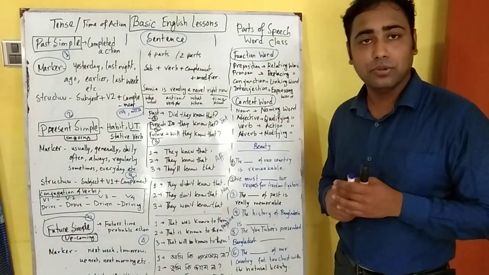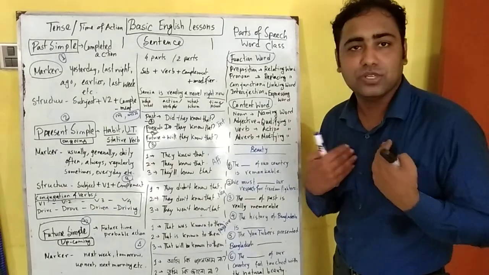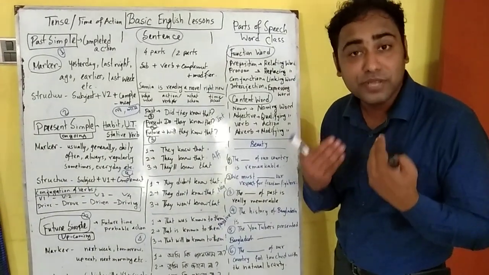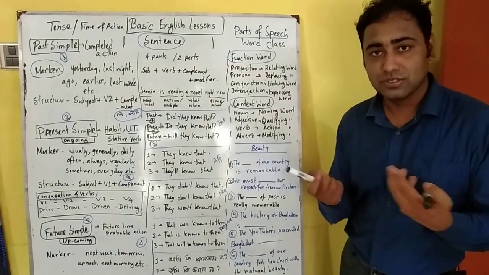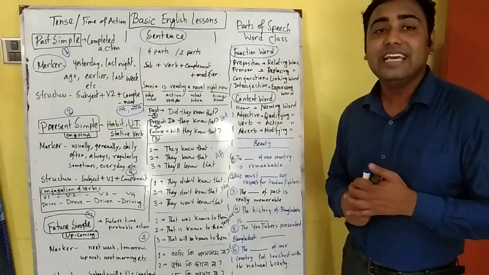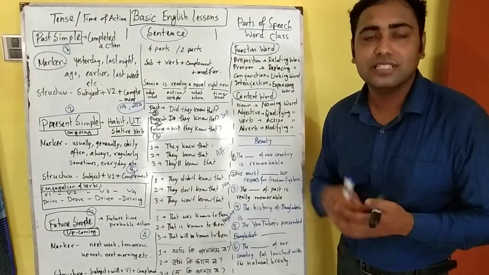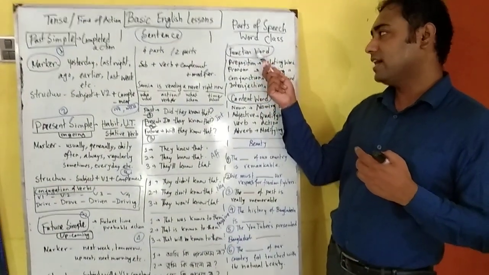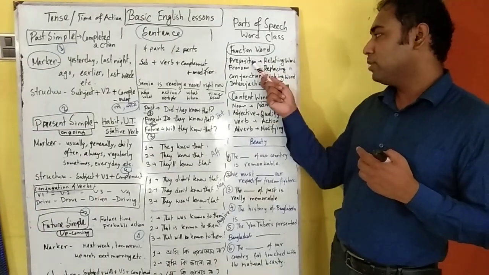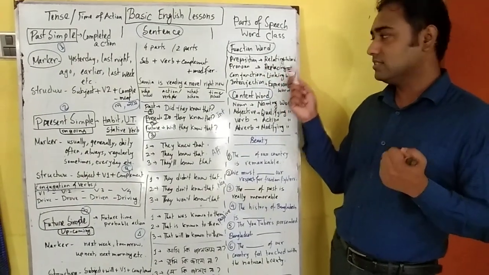Suppose, let me give you one example. I cannot come for I was ill. For means because. I cannot come for I was ill. It is because. Then he is happy for you. This is another meaning for that for. So preposition is a functional word, and preposition is a relating word in a sentence.